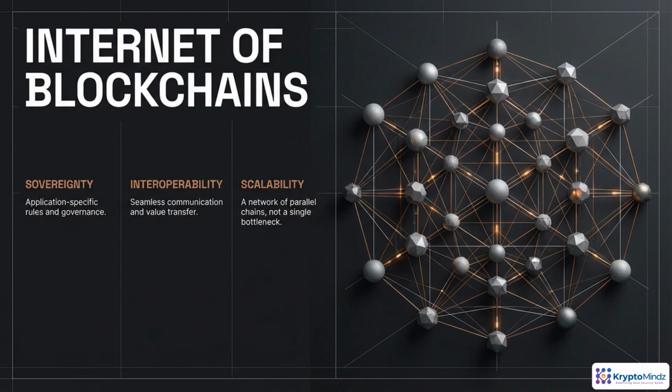Cosmos is built around one big idea: the Internet of blockchains. Instead of a single global chain, many independent chains run in parallel, each with its own rules and governance. That's sovereignty. They can still talk to each other and move value through IBC. That's interoperability. And because load is spread across many chains, the ecosystem scales horizontally, instead of forcing everything through one global bottleneck.